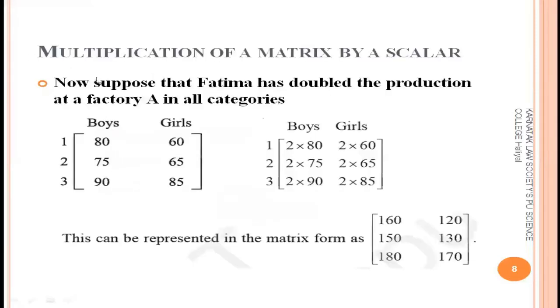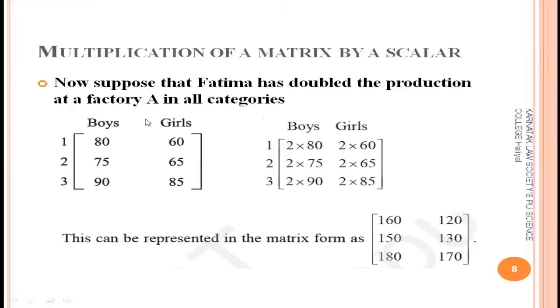Next one is the multiplication of a matrix by a scalar. I will explain with the help of previous example only. That is Fatima's factory. Now suppose that Fatima has double the production of a factory at factory A in all categories. Here I am taking only the factory A, not factory B. You already seen here boys, girls in different columns, and they are described according to the price level, and we need to double the production.